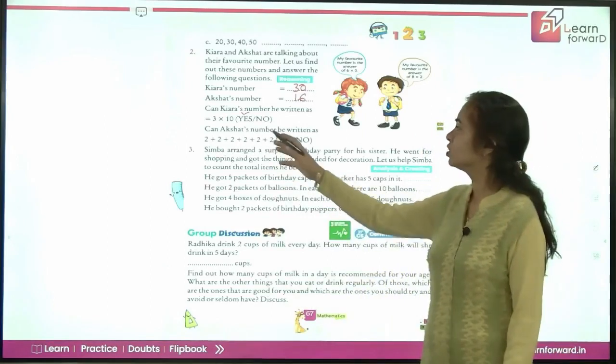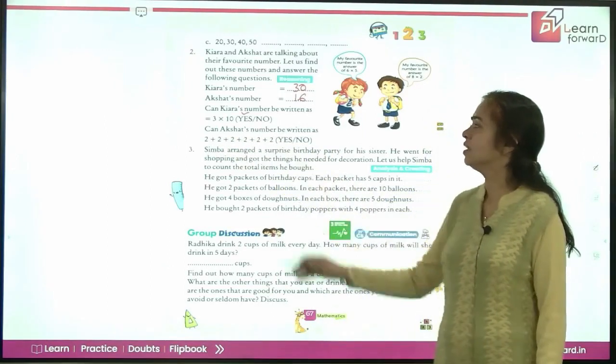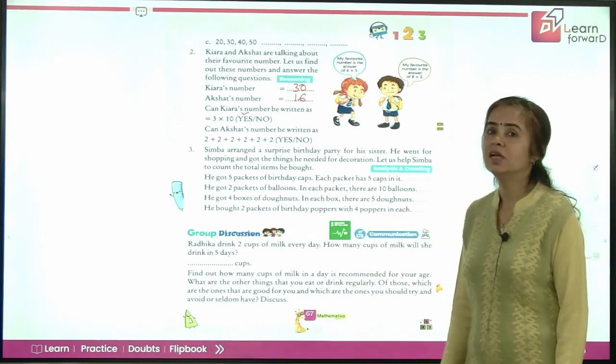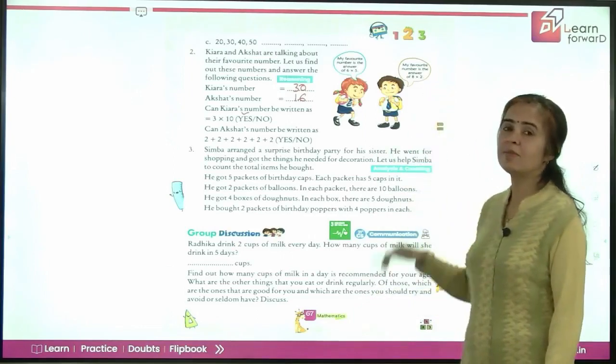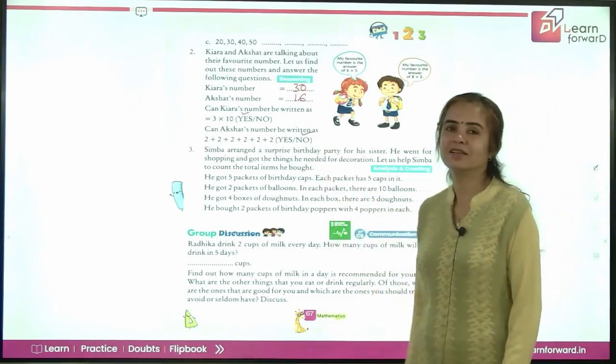And can Akshat's number be written as 2 plus 2 plus 2 plus 2? How many times is he writing? 6 times. 6 times 2 is how much? It is 12. Is it the same as 8 times 2? No. So this is not correct. Okay.